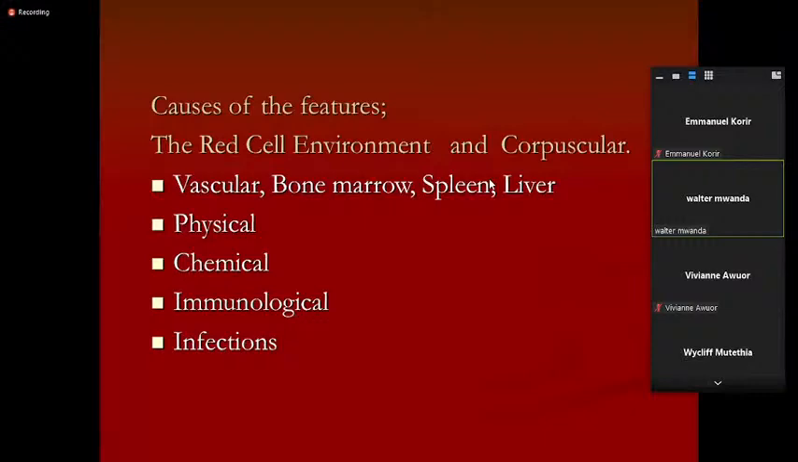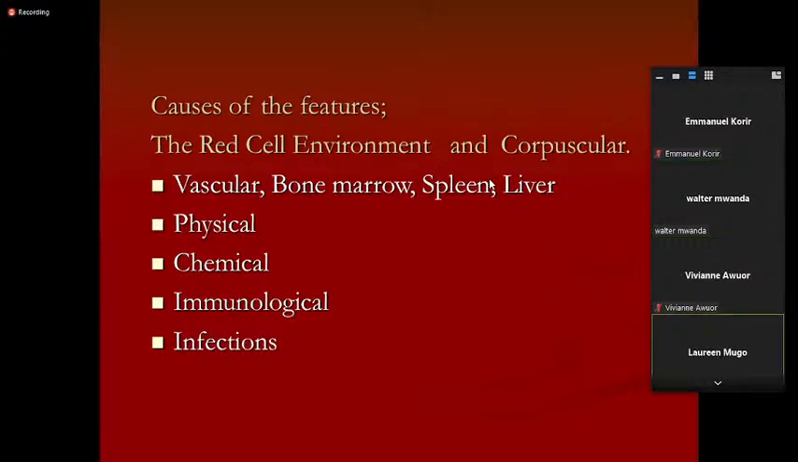may be intrinsic to the red cell. As we know, the red cell has got a membrane, has got a small cytoplasm, and contents such as the hemoglobin and a small battery of enzymes. When there is a change due to these, the red cell membrane, the hemoglobin, or the enzyme, we call that corpuscular.